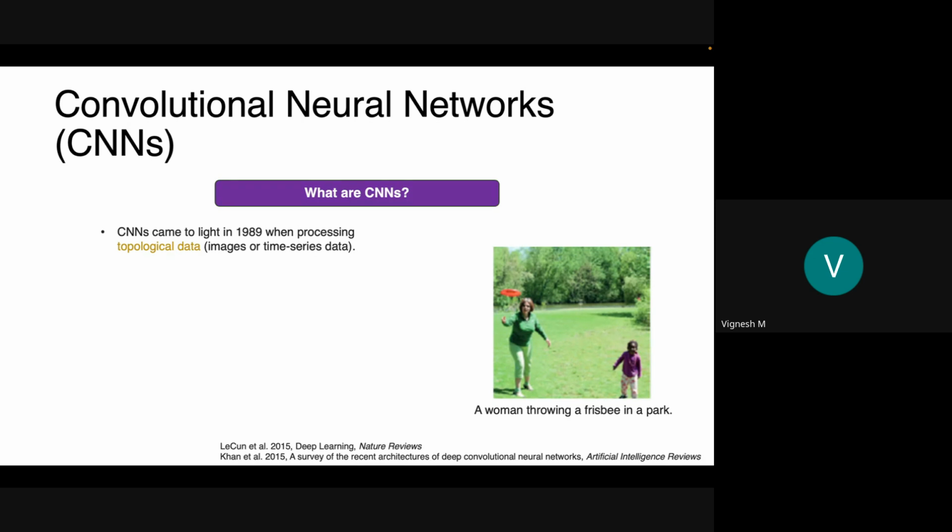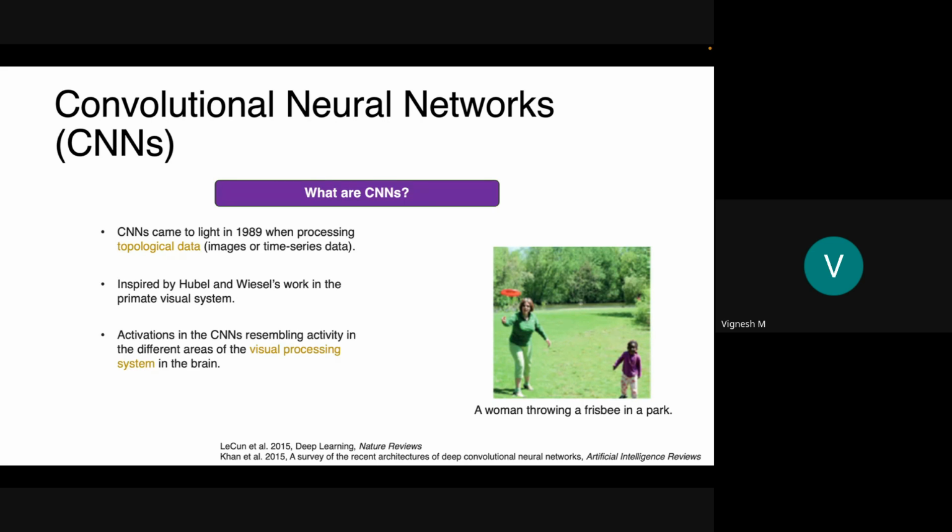Till that time, people were struggling to get artificial neural networks to work on image-like data, and the inspiration actually came at the right time, because at that time there were two neuroscientists, Hubel and Wiesel, if you have heard. They got the Nobel Prize for their work in the primate visual system, where they showed that the visual hierarchy has this sort of property where you have the CNNs started resembling the different areas of the brain that is involved in the visual processing. We'll discuss a little bit about that in the coming slides.